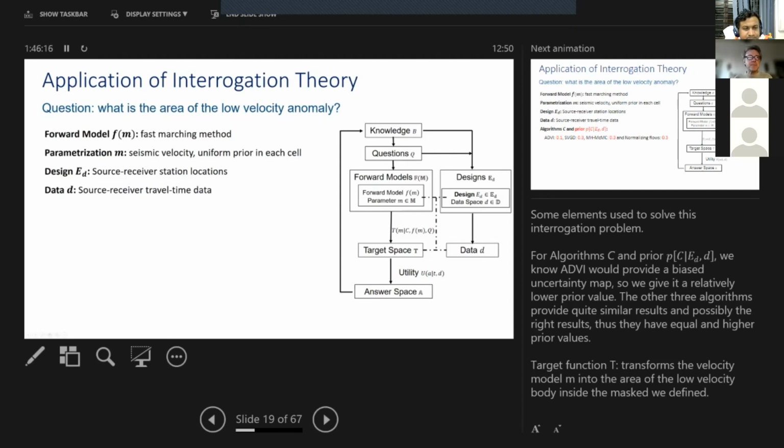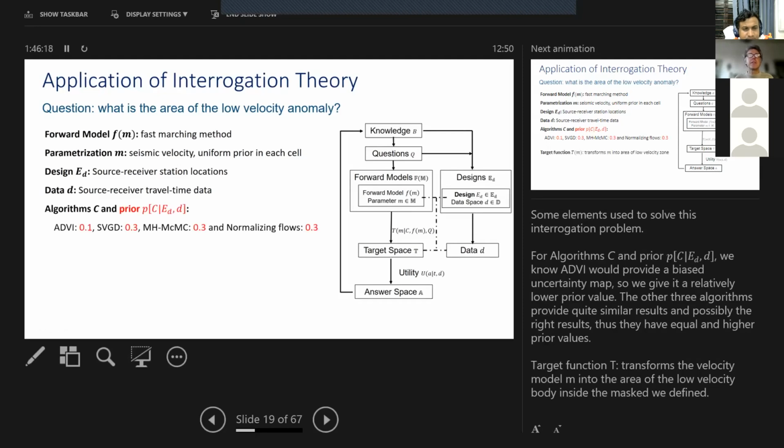Now, we have several algorithms, and for each of these algorithms, we have to define the prior term that occurred in that long formula. And this is the probability that each algorithm will give the correct solution. The one thing we know about the algorithms is that these three over here tended to give roughly what we think is the right answer. And ADVI gave a mean structure very, very efficiently, but the uncertainties seem to be biased.